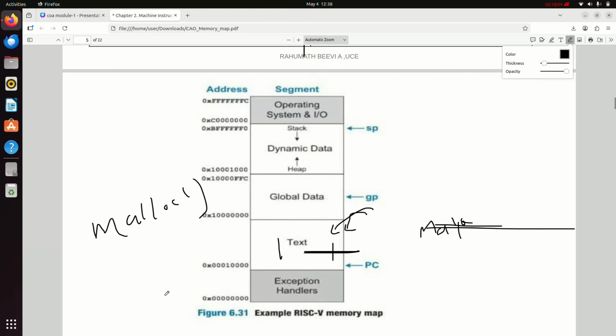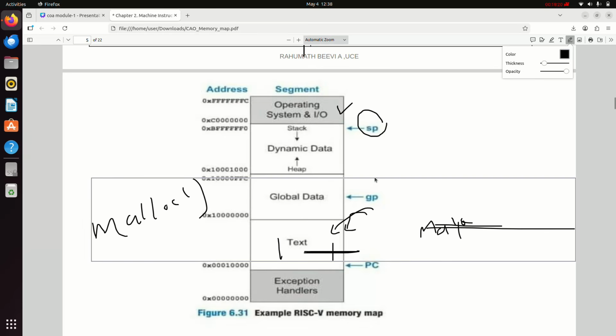Understood? Now the main diagram that you have to learn here: in the highest position we have the OS and the memory mapped IO devices. Then we have the stack, the dynamic data segment with the heap, the SP pointer for the stack pointer, and global data with the GP pointer for the global data pointer. Now the text part, and finally the exception handler, which is the lowest memory part.